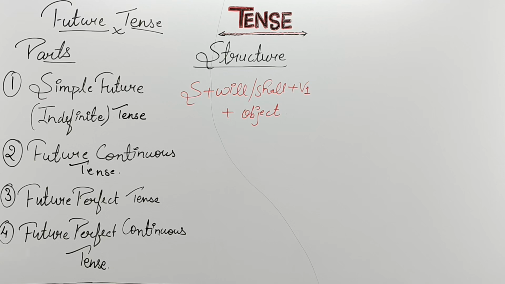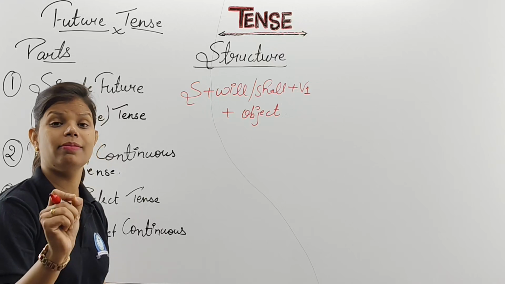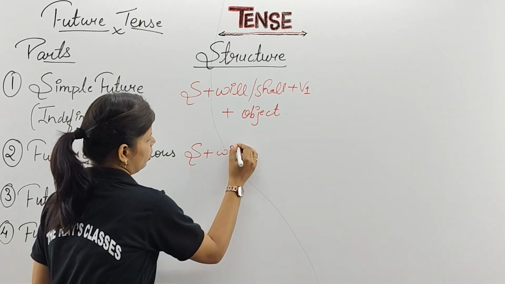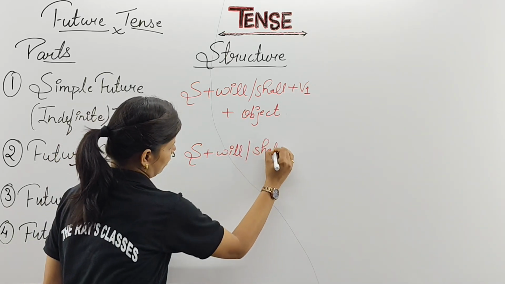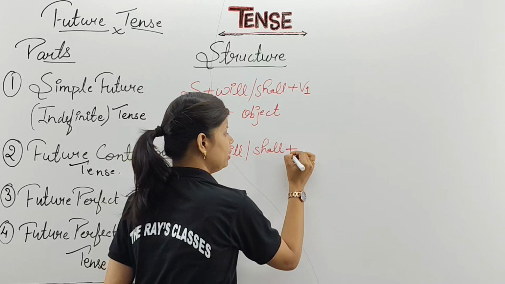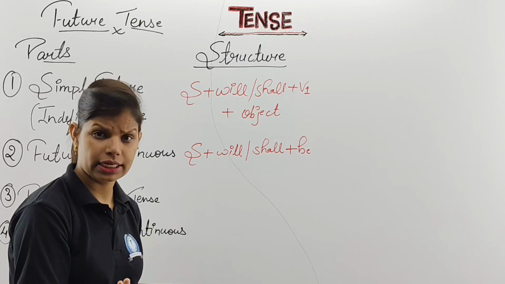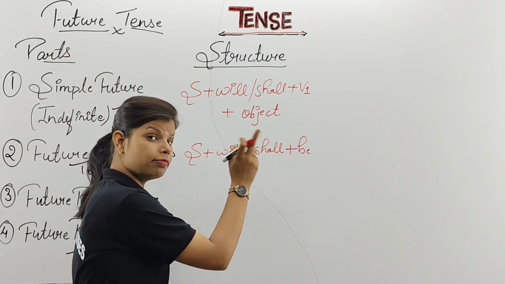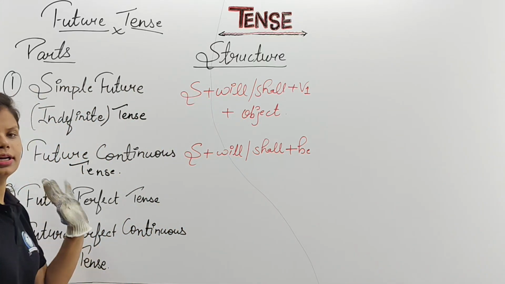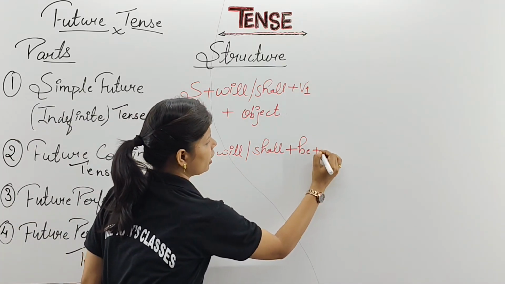Now, the second part is the same. Here also we are using will and shall. Along with that, we are using one common term, which is be. Clear? We take subject plus will or shall. Wherever you see will or shall along with be, as in "I will be going tomorrow", you have to understand that it is none other than the future continuous tense. Clear?